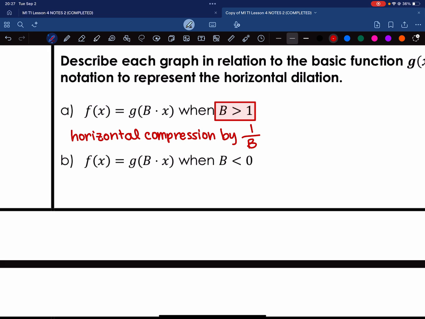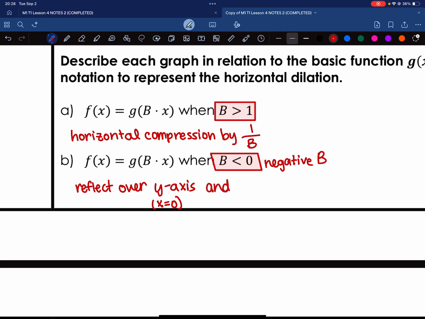When b is less than 0, so that means a negative number, negative b, then that is when you reflect over the y-axis, which is x equals 0, and if it were a negative 2, it would be a compression. If it was a negative 1/2, it would be a stretch. So, and it has a horizontal dilation. Remember, dilation covers stretches and compressions.